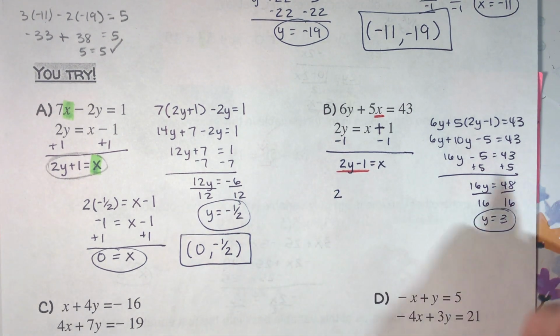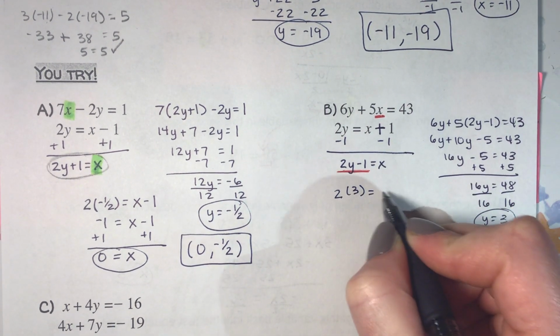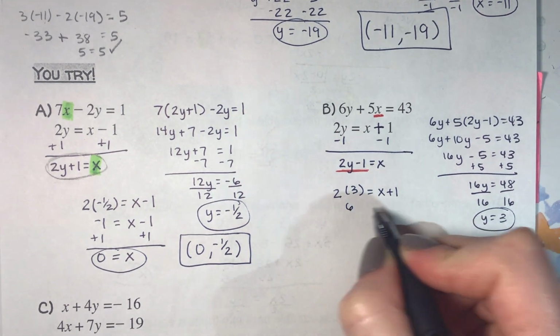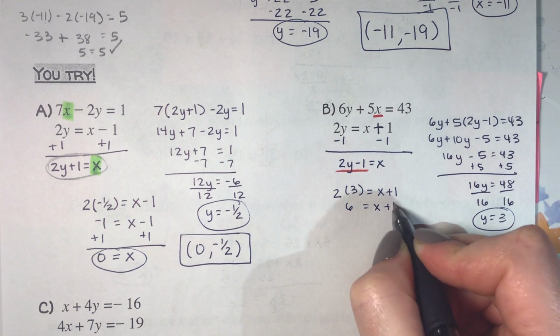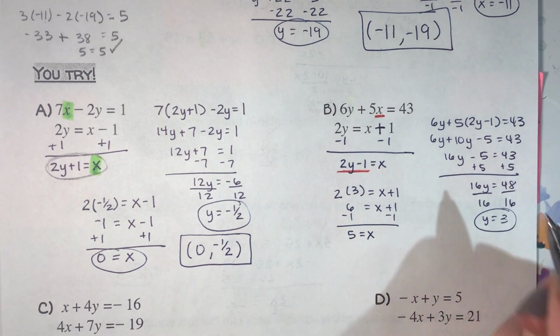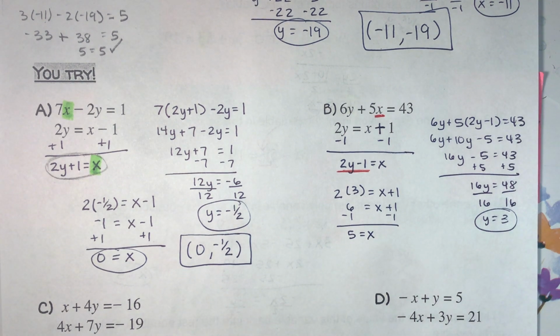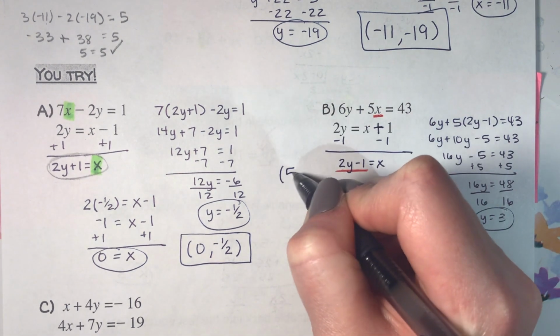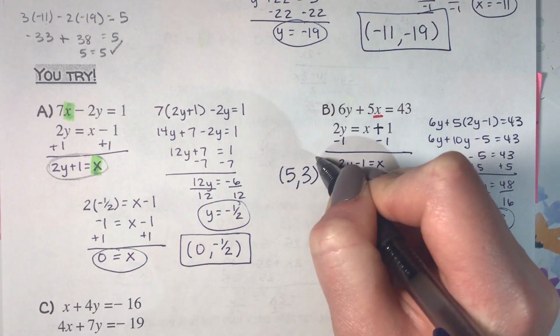So now I have 2 times 3 is equal to x plus 1. 6 is equal to x plus 1. Subtract 1 from both sides. 5 is equal to x. So my ordered pair is going to be 5, 3.